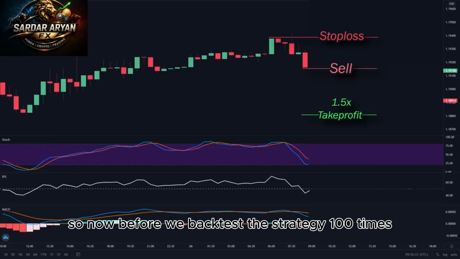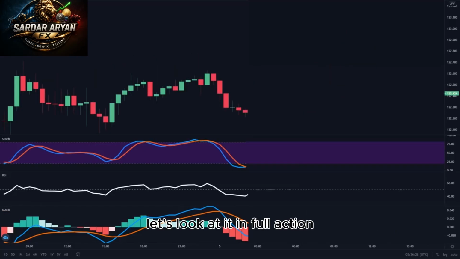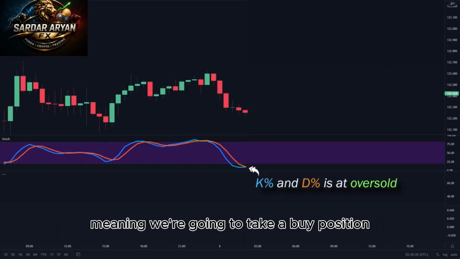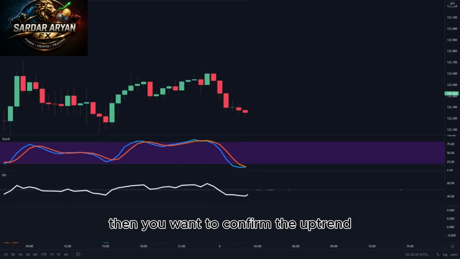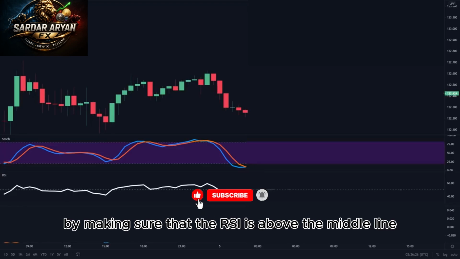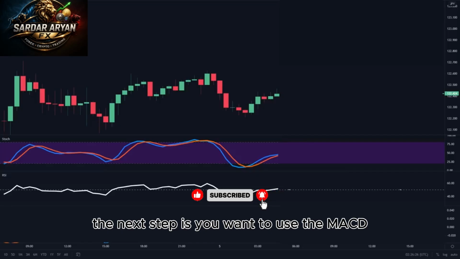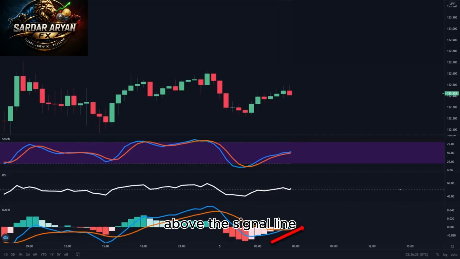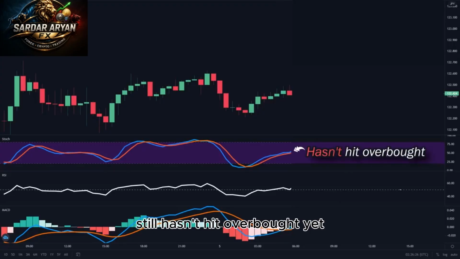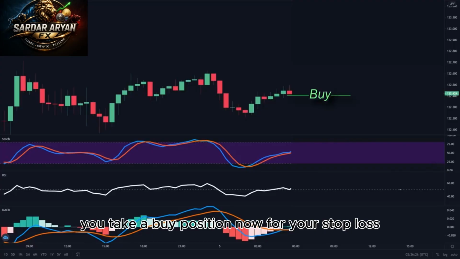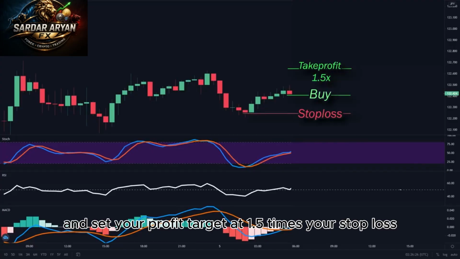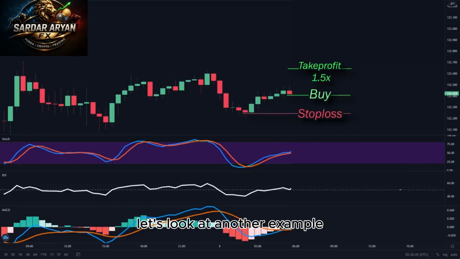So now, before we backtest the strategy 100 times, let's look at it in full action. In this chart, we can see that both of the K and D lines are at oversold, meaning we're going to take a buy position. Then, you want to confirm the uptrend by making sure that the RSI is above the middle line. The next step is you want to use the MACD to further confirm the upwards momentum by waiting for the MACD line to cross above the signal line. And you still need to make sure that both of the Stochastic lines still haven't hit overbought yet. Once all the rules are met, you take a buy position. Now for your stop loss, you place it below the nearest swing low and set your profit target at 1.5 times your stop loss. Let's look at another example.